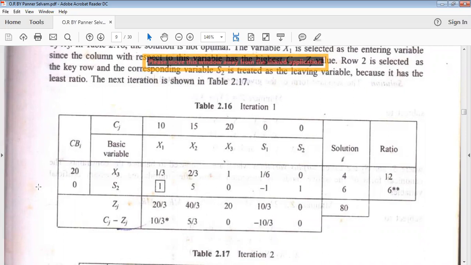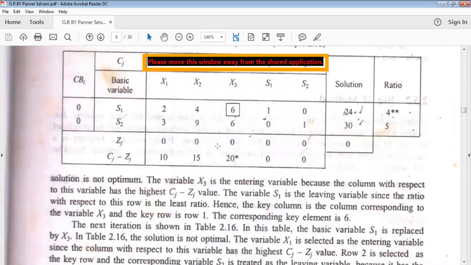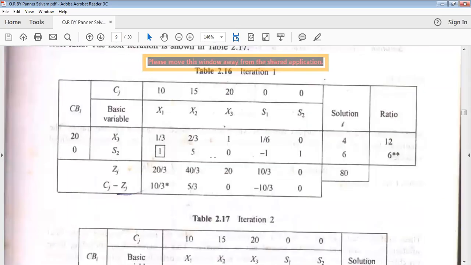Next comes row 2. This new row 2 has to be obtained such that this has to be 0. New row 2 is equal to old row 2 minus 6 into new row 1. With respect to this new row 1, you have to calculate, or else you will not get it. Everybody will be confused at this particular point.